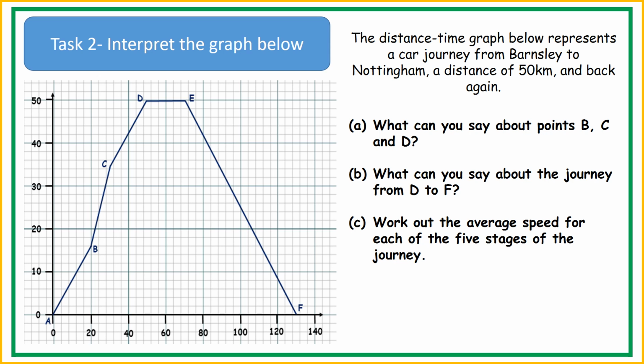So, the distance time graph below represents a car journey from Barnsley to Nottingham. Again, they're going to use places you might never have heard of. Don't panic about that, it's not a geography test. They're just 2 places, a distance of 50 kilometres, and back again. What can you say about points B, C and D? So, B, C and D, what could we say?